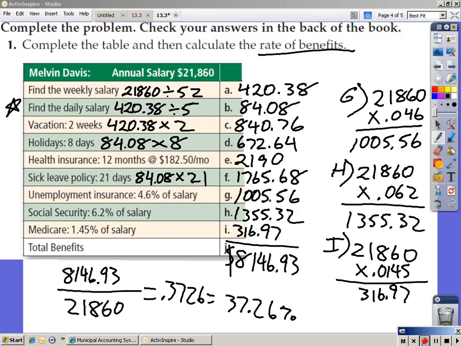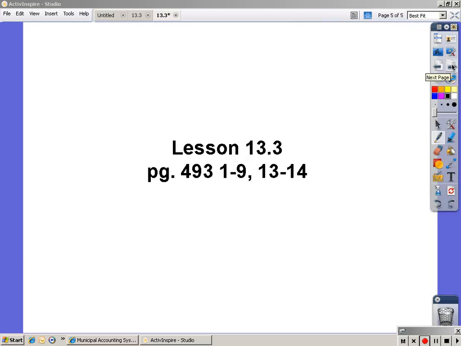Let's look at the homework assignment. Homework assignment is lesson 13.3, page 493, 1 through 9, and 13 through 14. Get busy.